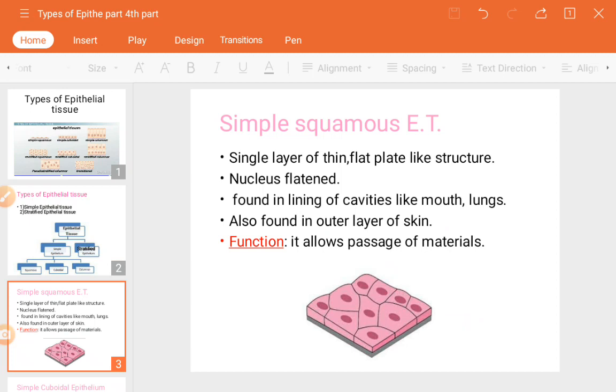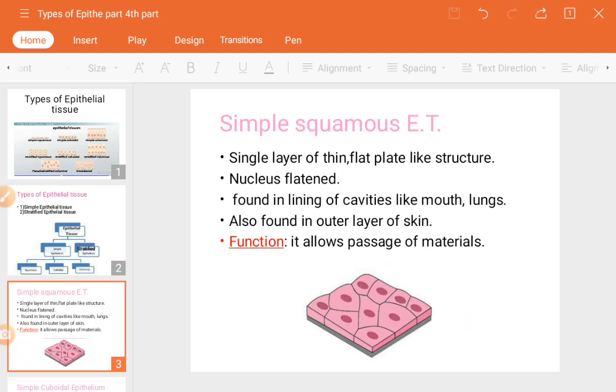through the respiration process, or the breathing process. That's why the squamous epithelium tissues are found in the lungs, in one part of it, that is the alveoli. Next, it is also found in the outer surface or the outer layer of the skin. Our skin which is present on our body, below that also, the skin is made up of simple squamous epithelium tissue. What is the actual function of the simple squamous epithelium tissue?